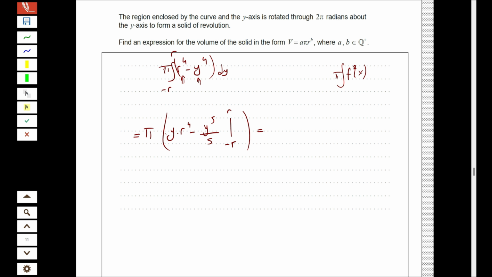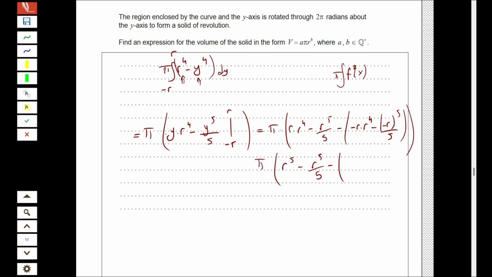So it's going to be first pi times r to the power of 4 minus r to the power of 5 over 5, minus, when you replace minus r with y, minus r times r to the power of 4 minus minus r to the power of 5 over 5. Let's simplify and combine the like terms. r to the power of 5 minus r to the power of 5 over 5 minus in parentheses, or you can just distribute this negative sign into the parentheses. It's going to be r to the power of 5 minus r to the power of 5 over 5.